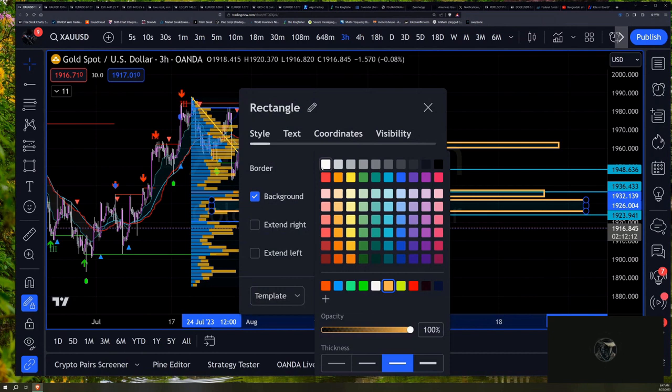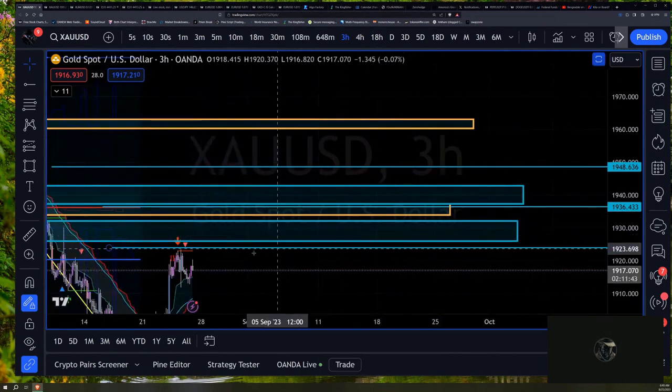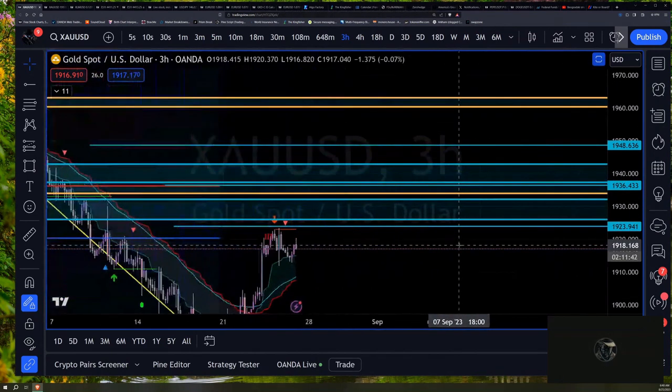If price can make it through this first area, let's zoom in a little bit here, say 1920 to 1930, the 1926 to 1932 area, it's definitely going to want to fill in and grab liquidity from this 1934 to 1937 area. So right now, based on my algo, it is going to want to take a break.